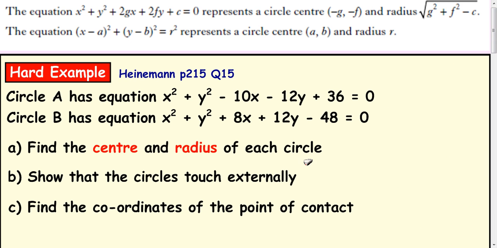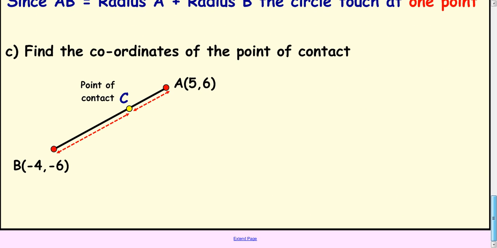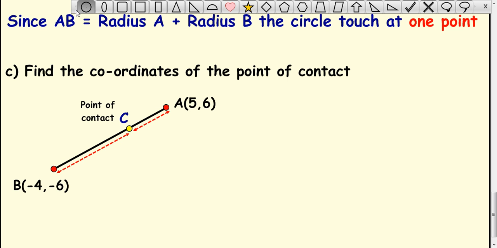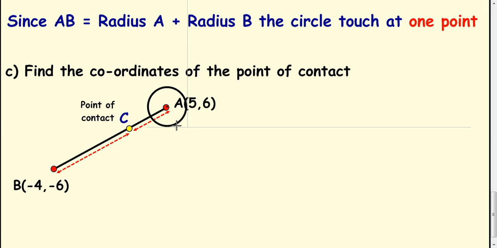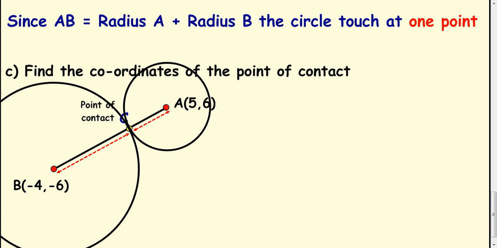Right, last part of this question, find the coordinates of the point of contact. So the best thing to do is a wee sketch for this again. You've got the point 5, 6, which is the centre of the first circle, and then you've got negative 4, negative 6, which is the centre of the second circle. So this is really looking like this, if you like. And the radius of that was 5, and the radius of that was 10. We were trying to work out this coordinate here. So I'll get rid of these circles.